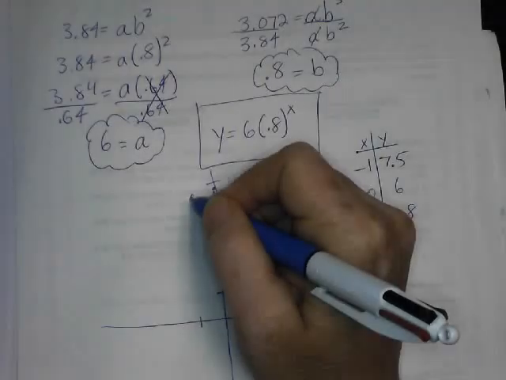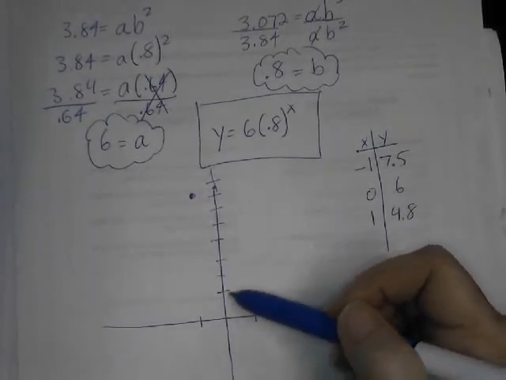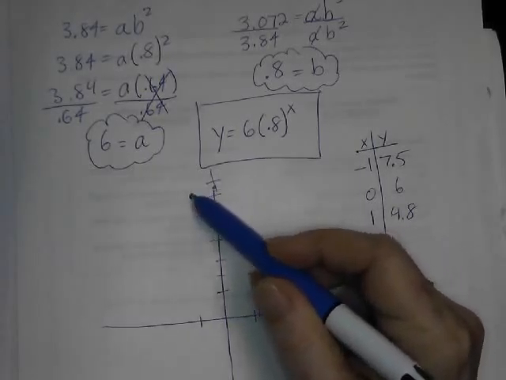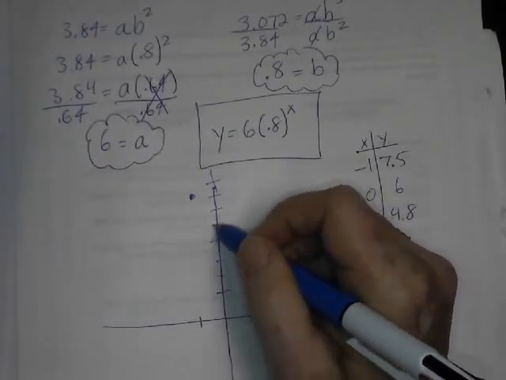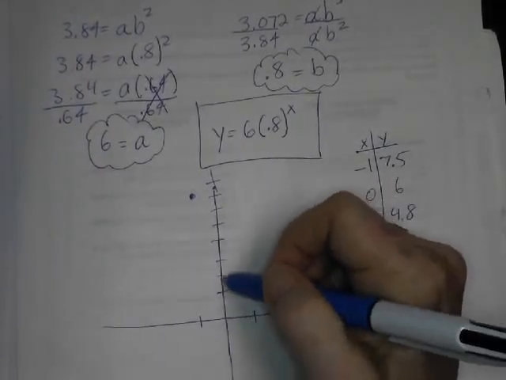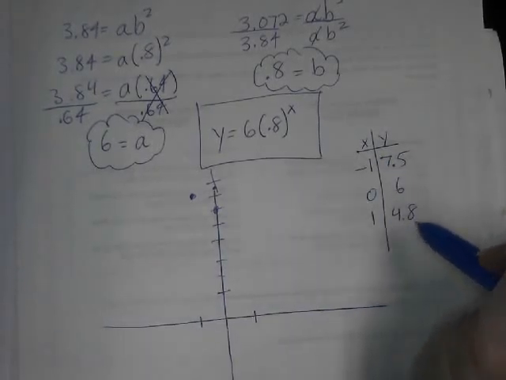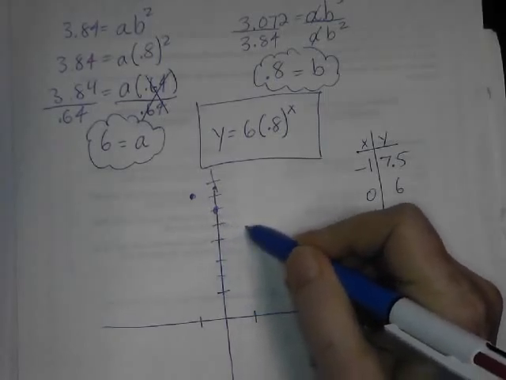Okay, so I just kind of made, it's a sketch, it's not to scale. There's 1, 2, 3, 4, 5, 6, 7.5. That's -1, 7.5, 0, 6. Excuse me. 1, 2, 3, 4, 5, 6. And 1 and 4.8. 1, 2, 3, 4, 5.